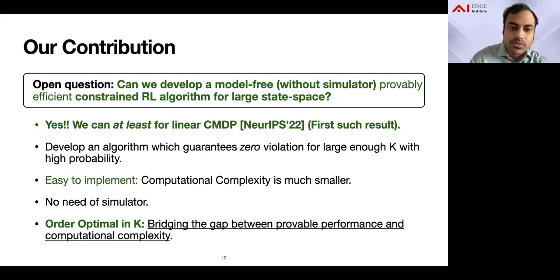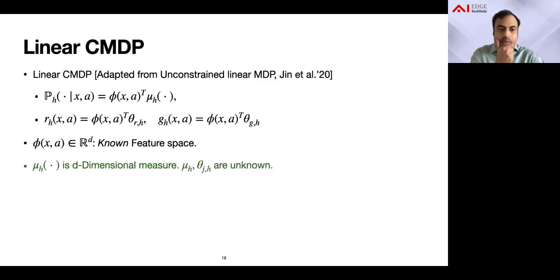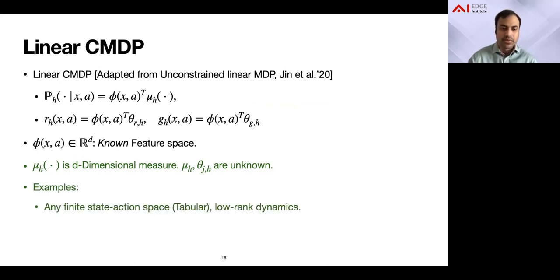Now if you are wondering what a linear CMDP is, we have some kind of linear structure in the transition probability. If you have a known feature space phi, the transition probability is linear in this feature space, and the reward and utility are also linear. Even though you know phi, you do not know this mu and theta, so there is still some degree of freedom. If you are wondering about examples, any finite state action space or tabular case can be cast as a linear CMDP. So these results also hold for the tabular case.